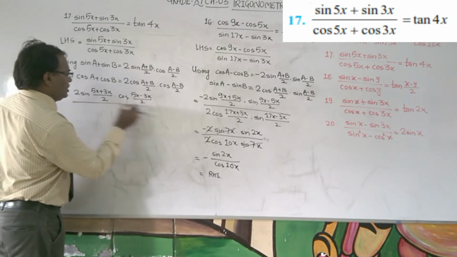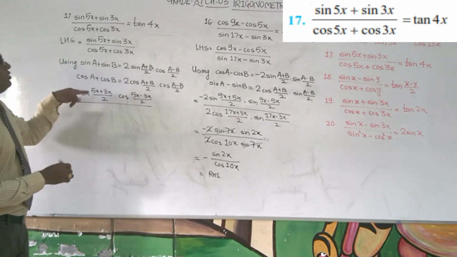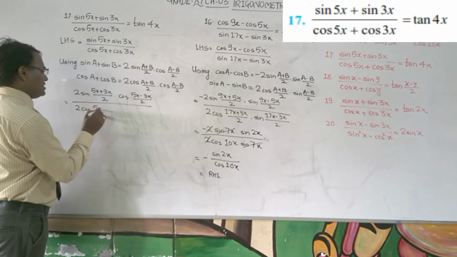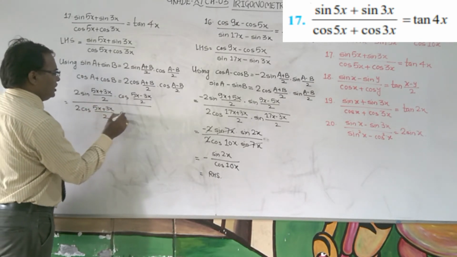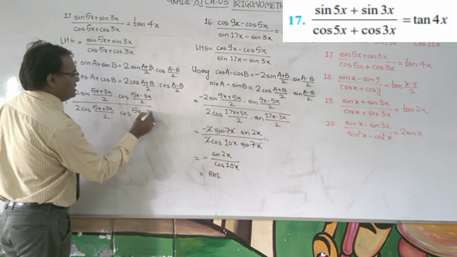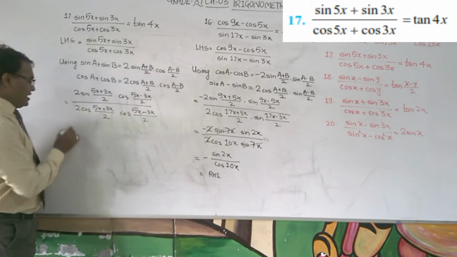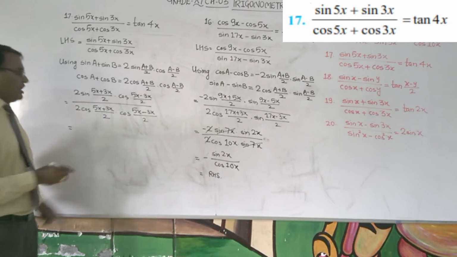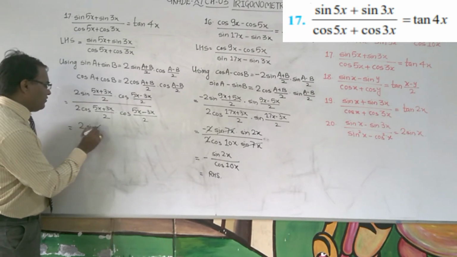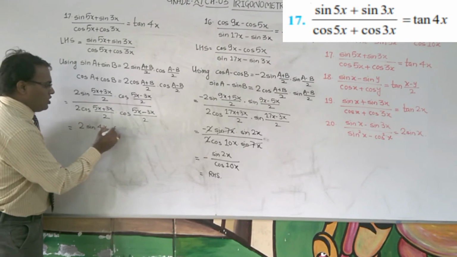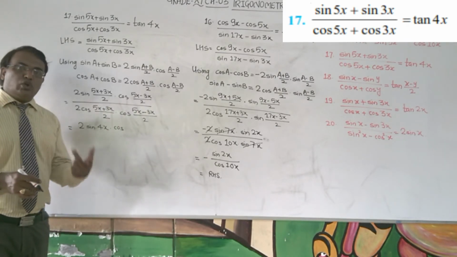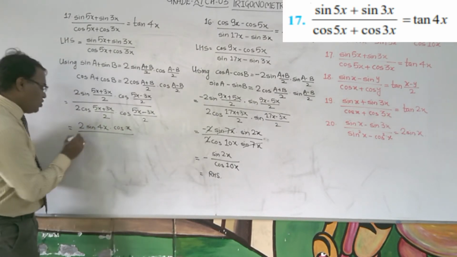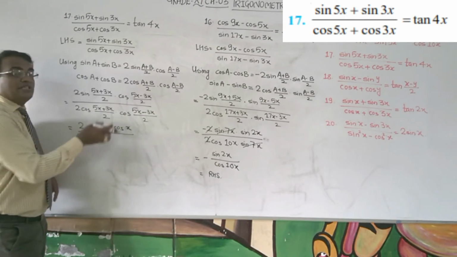Okay, now the denominator's formula is what? 2 cos (A+B)/2 into cos (A-B)/2. That is 5x plus 3x upon 2 into cos 5x minus 3x upon 2. If you go on solving, 5x plus 3x is 8x, 8x upon 2 is 4x. So 2 sin 4x into cos, 5x minus 3x is 2x, 2x upon 2, the 2 will get cancelled. So x. Now the denominator: 2 cos of 5x plus 3x.